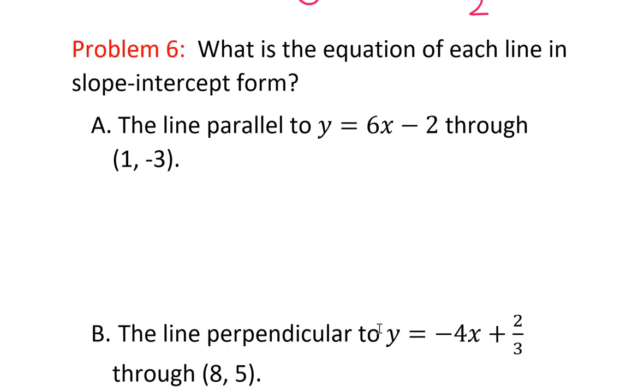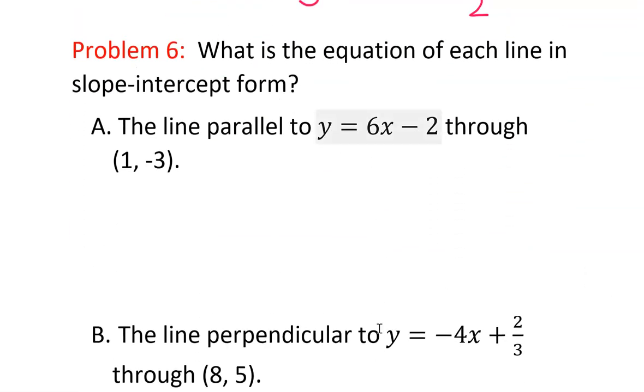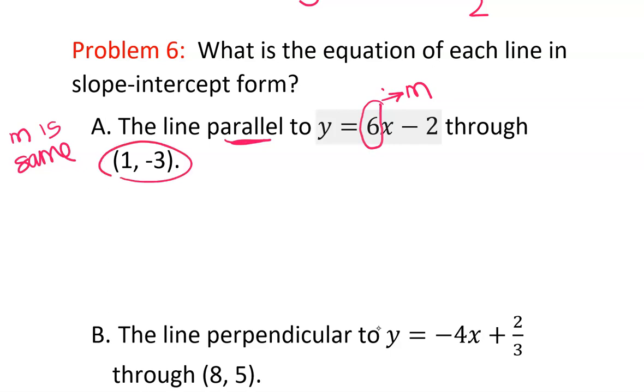What is the equation of each line in slope-intercept form? So we want parallel, okay? That means the slope is the same. So in this equation right here, 6 is your slope, and we want it to be the same. So my point is (1, -3), and my slope is 6.